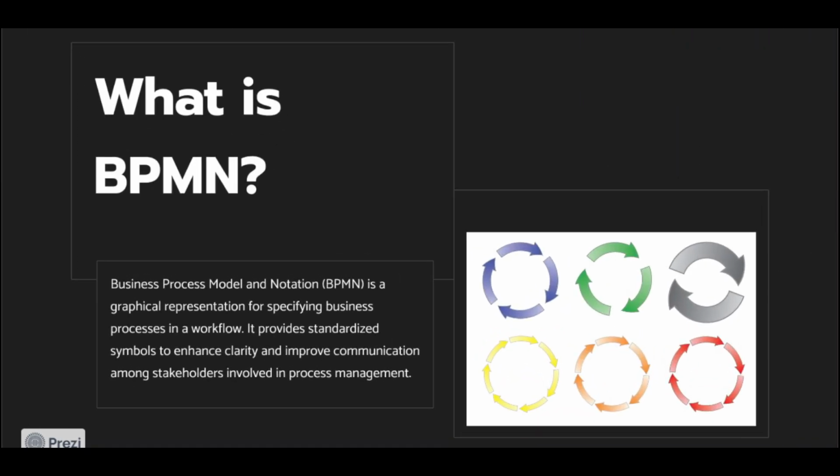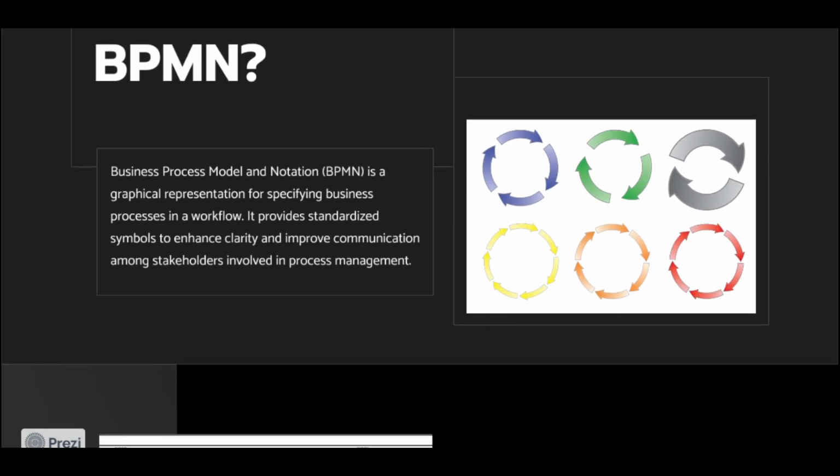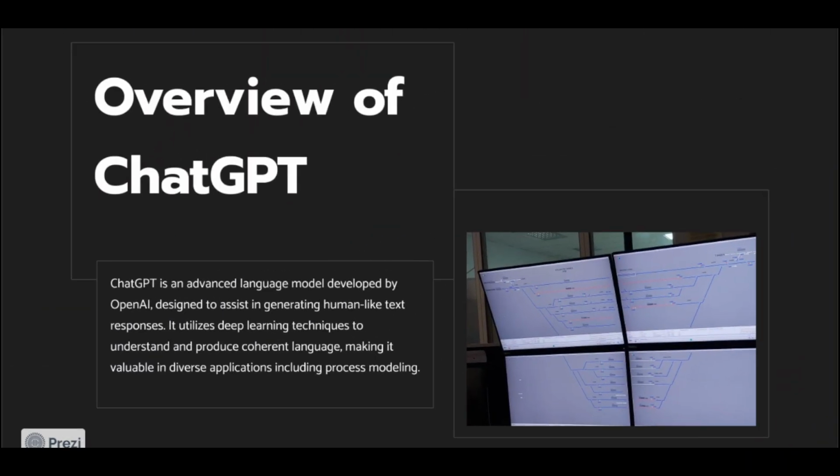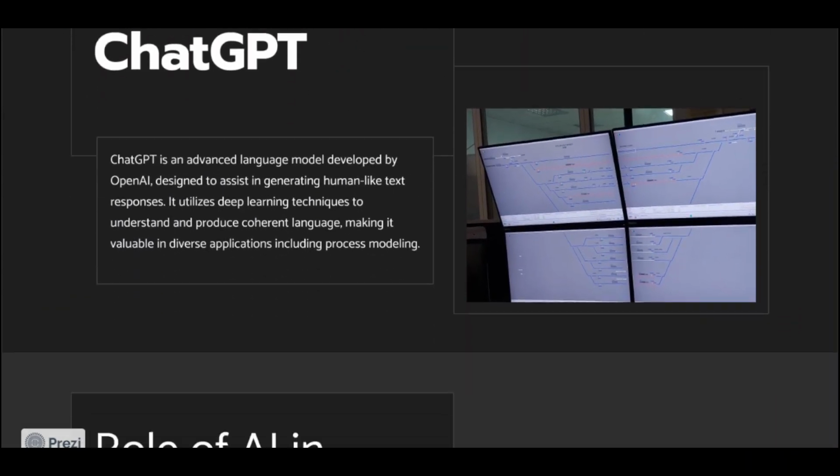So BPMN is a business process model and notation that is a graphical representation for specifying business processes in a workflow. It provides standardized symbols that enhance clarity and improve communication among stakeholders involved in process management. Now, this is important because it plays a crucial role in business process management by providing a common language across departments. Now, ChatGPT is an advanced language model that we already know into this case.